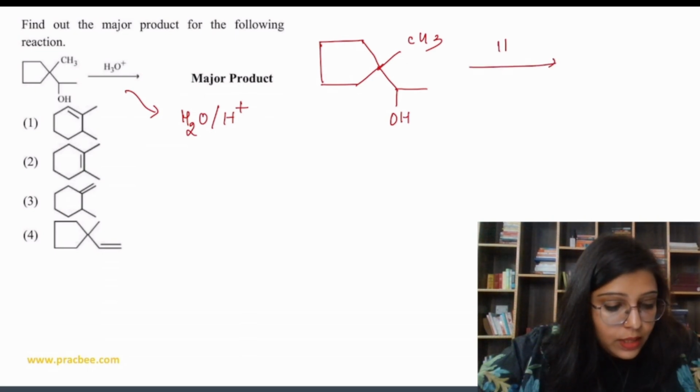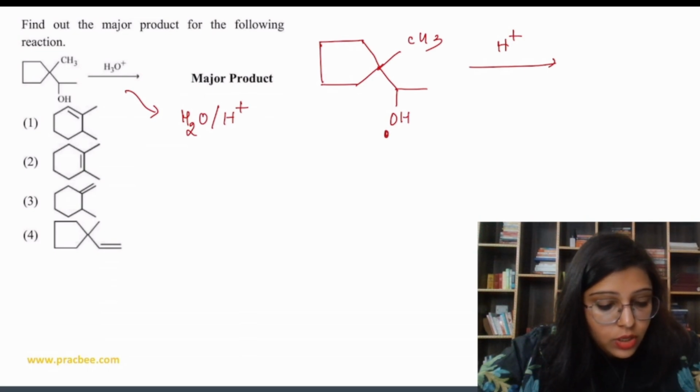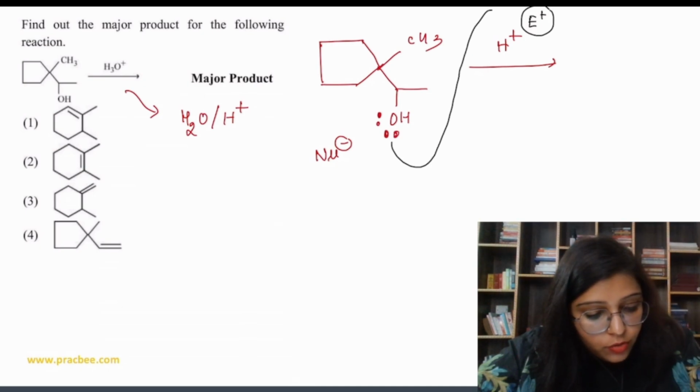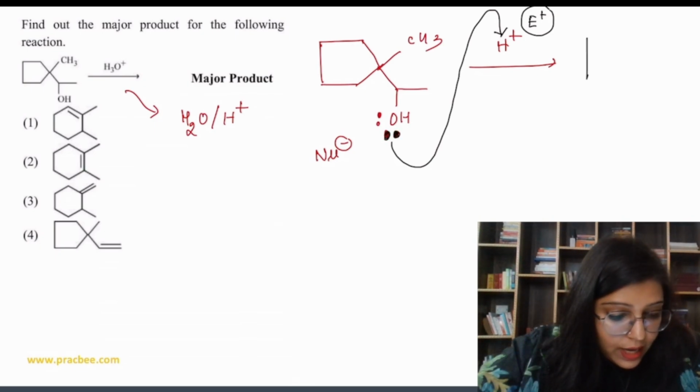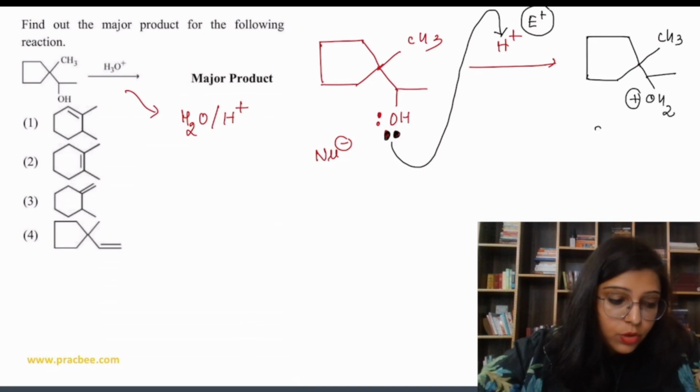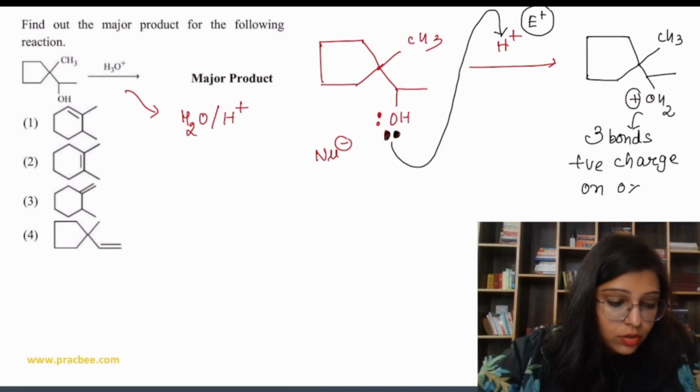Now what happened in the presence of H plus? See, oxygen has a lone pair, so it is a nucleophile. H plus is going to be an electrophile. So oxygen's lone pair forms a bond with the H plus, due to which we have this situation. CH3, then we write OH2 positive. Now oxygen forms 3 bonds here. So that's why we have positive charge on oxygen. Now what to do?